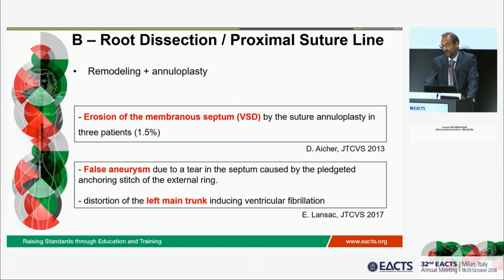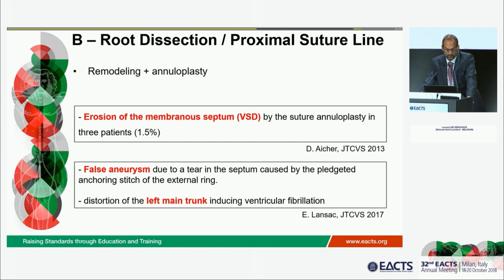Now, this is my only slide on the remodeling complication. We are not doing that alone a lot, so I just found in the literature that it's not completely free of complication neither. When you do remodeling plus annuloplasty with a suture annuloplasty, in the early experience when braided suture were used, you may have erosion of the membranous septum and a VSD. This complication was relatively rare, and when Dr. Schaefer switched to the Gore-Tex suture, this complication was avoided, I guess.